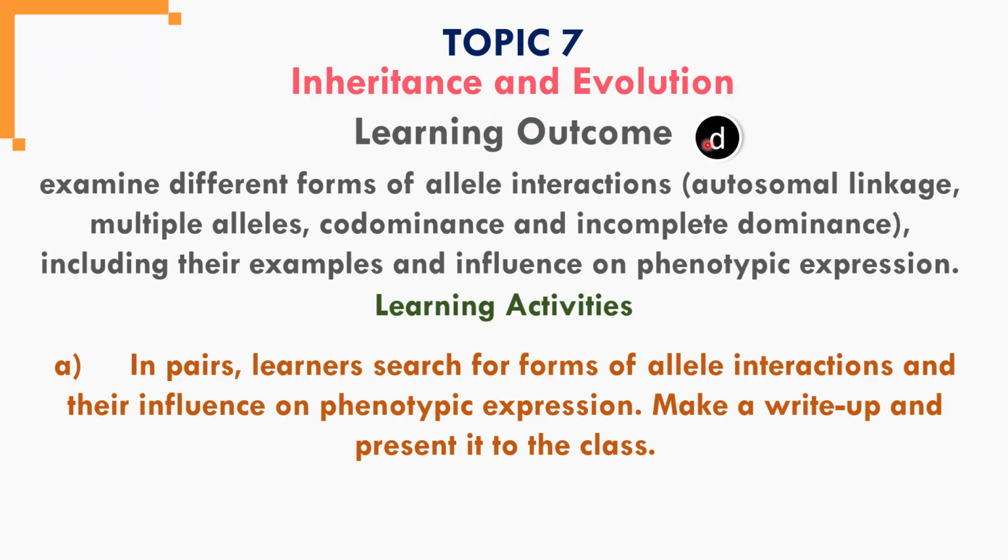Learning Outcome D. Examine different forms of allele interaction, autosomal linkage, multiple alleles, codominancy, and incomplete dominancy, including their examples and influence on phenotypic expressions. The learning activity we are going to look at is A. In pairs, learners search for forms of allele interactions and their influence on phenotypic expression. Make a write-up and present it to the class.